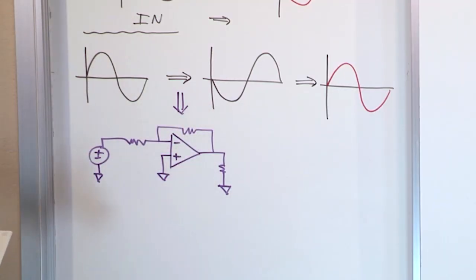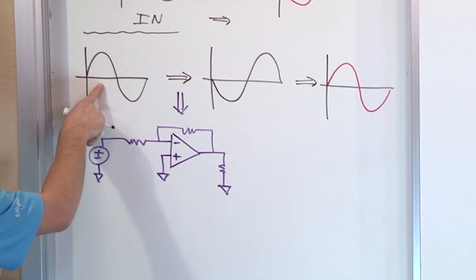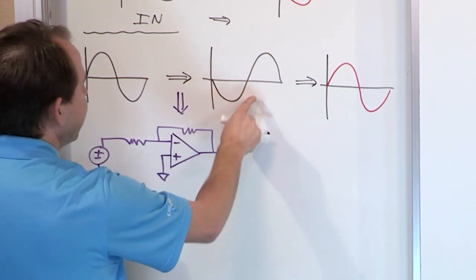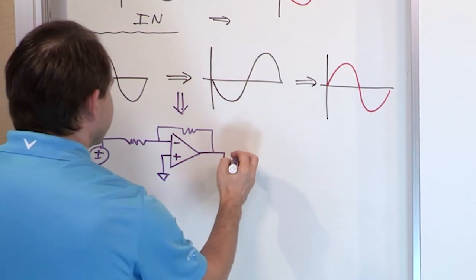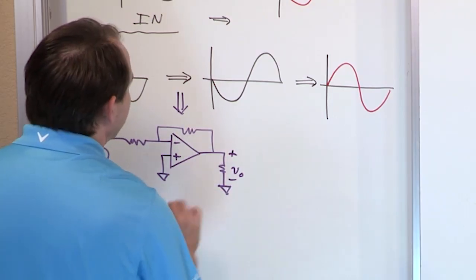This is what we've been doing all the time. This is the inverting amplifier configuration. That's going to take something with a positive input and give it a negative output if we tap it off of here. So this would be V naught, or V output, right?